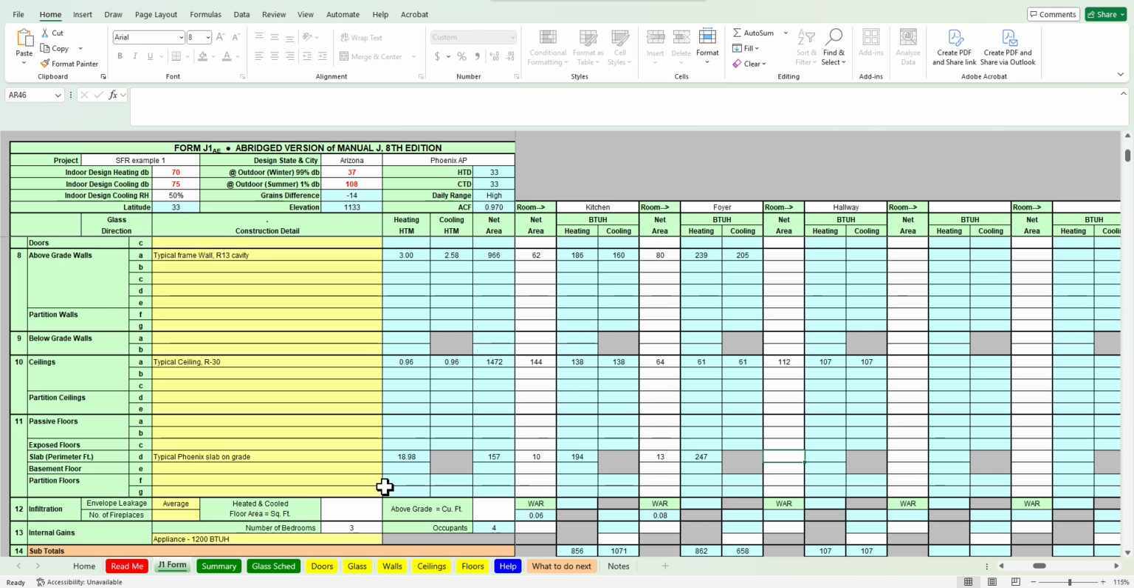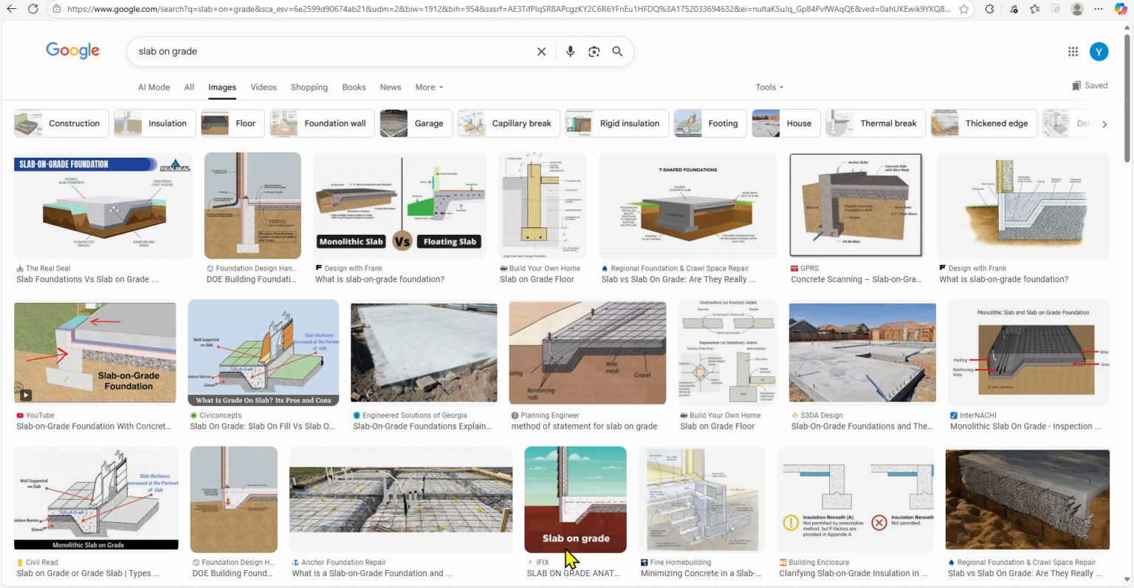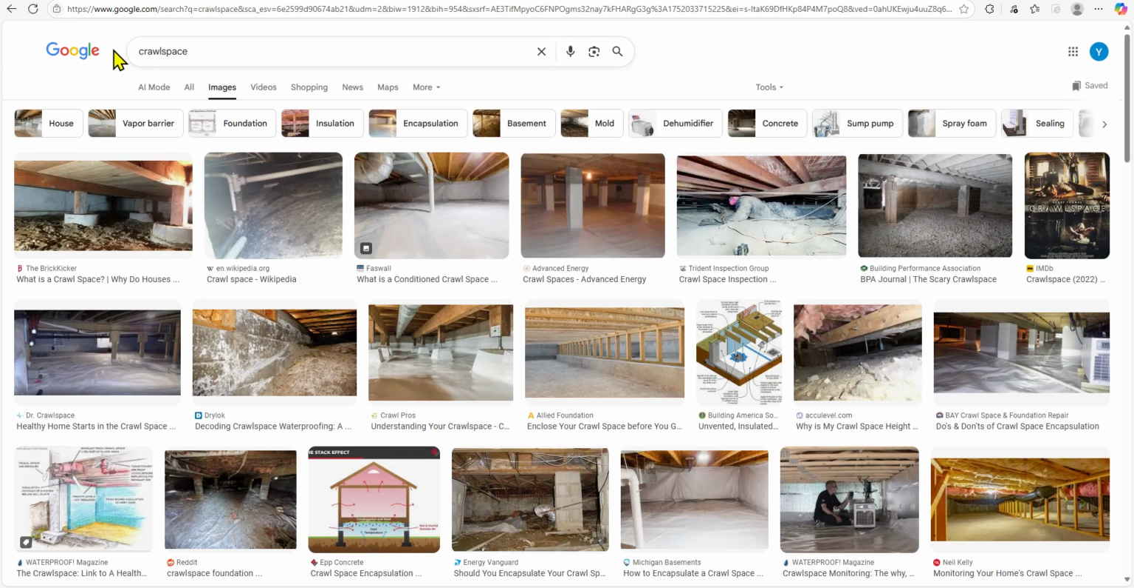Let me clarify. That's because we are talking about a slab on grade. If this house had a different kind of flooring, like a crawl space or something like that, then yes, I would be doing the total square feet, the area. Why? Because let's go back to the image of the crawl space to understand that a little bit more.